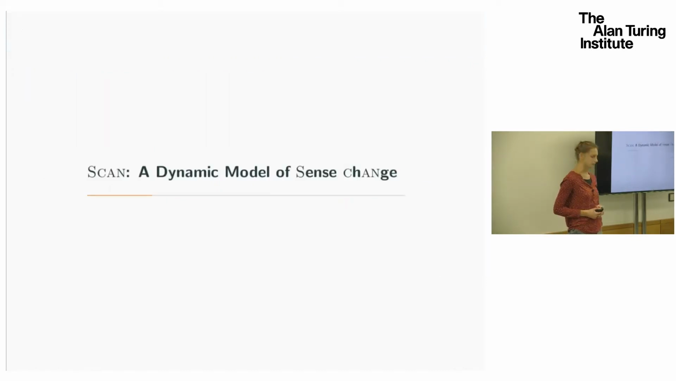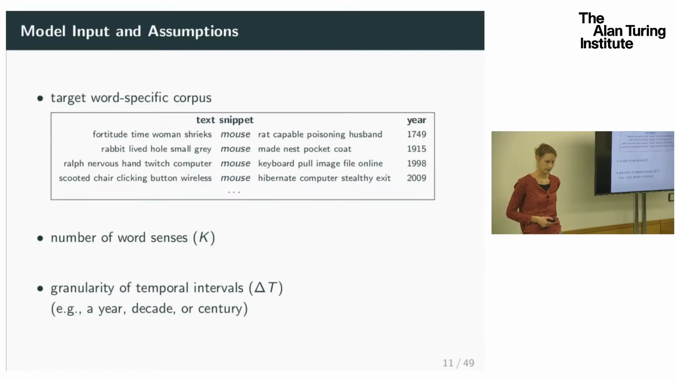OK, then let's talk about the actual model, which we call SCAN, a dynamic model of sense change. The input to our model is exactly a corpus, like I just described how we obtain it, words in context, annotated with their year of origin. And then our model takes a couple of parameters. It is parameterized to the number of senses that we assume this word has throughout time. So we fix the number of senses. We might assume a priori that the word mouse has 5 senses.